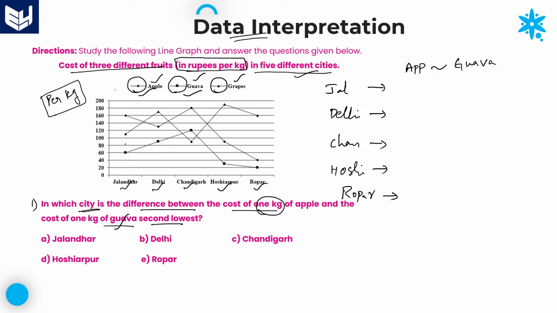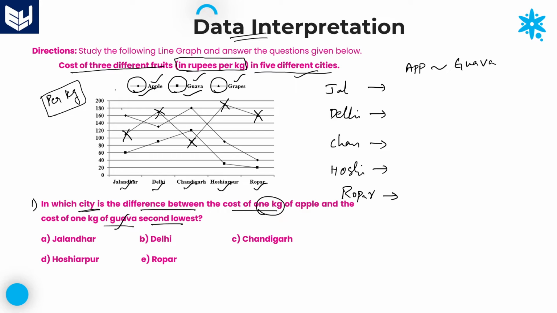First, except triangle, you need to take the remaining values. It means I'm just striking off all the triangle values, just for the sake of clear understanding of the graph. Those triangle values are related to grapes.